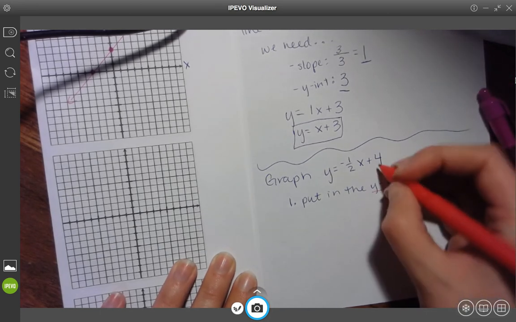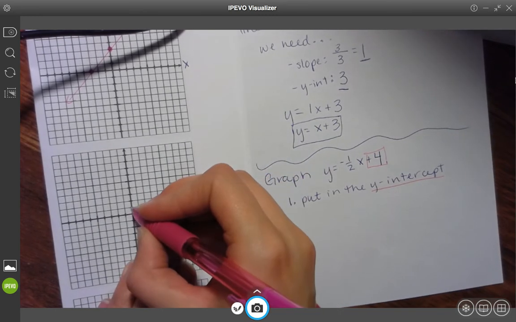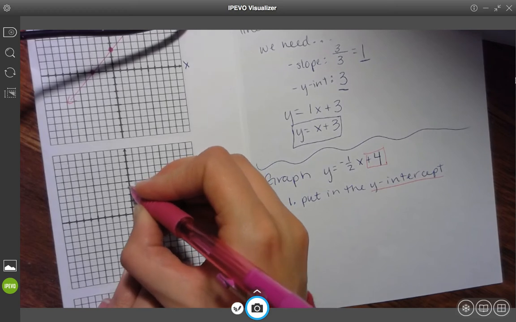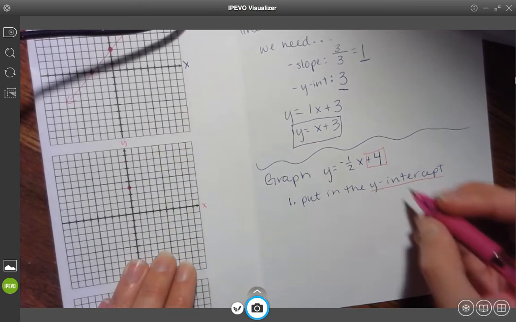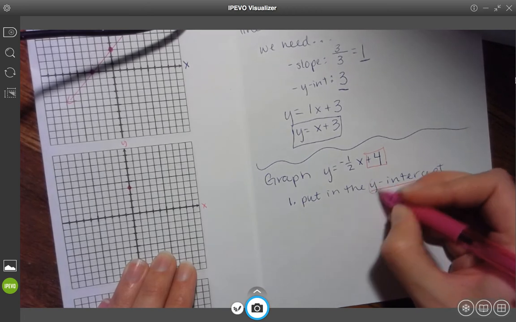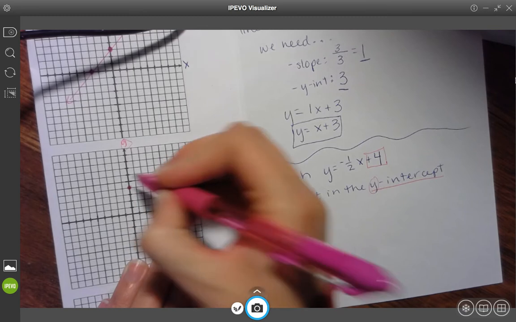The y-intercept is right there. It's a plus 4. So I am going to go up 4, 1, 2, 3, 4 on the y-axis, right? Because it's the y-intercept, so I'm going to the y-axis. Okay, put that point in.